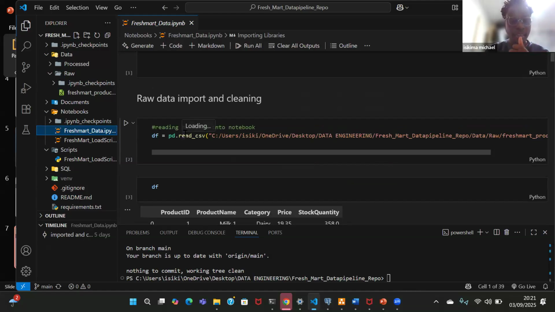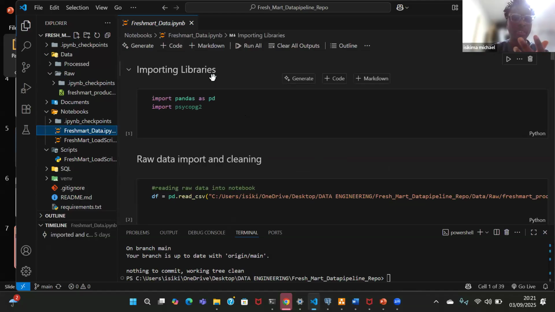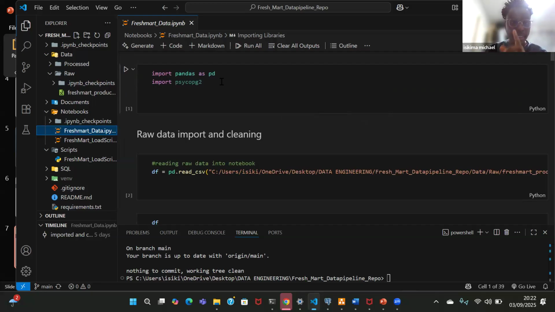So first of all, we're going to be importing the libraries that we'll be needing. Like I said, pandas is going to be used for data cleaning. And then psycopg2 is a library that helps you connect Python to PostgreSQL, to be specific, because every database management system has its own drivers. But for PostgreSQL, we're going to be using psycopg2 so that we can connect our Python to PostgreSQL to push our data into that database. But we'll get there. So basically, these are the two libraries that I used for this project.